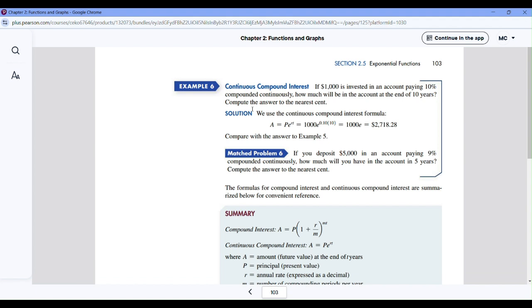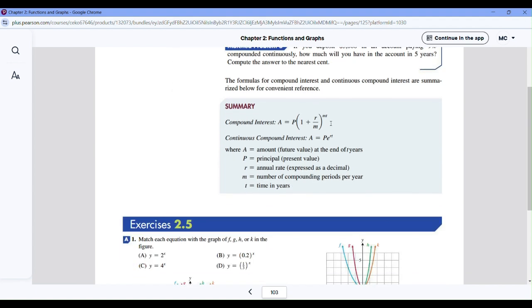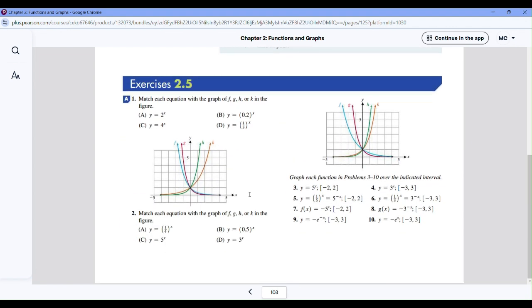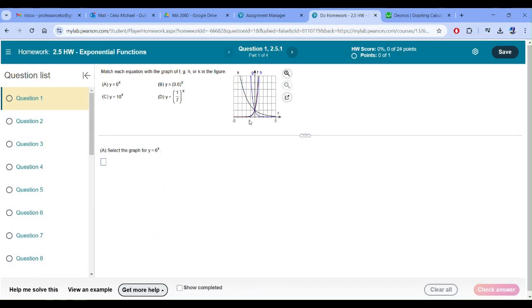Pretty straightforward. So here's a little summary. Compound interest is that formula. Continuous compound interest is A equals Pert. P is principal, r is rate, t is time, and so forth. There we go. All right, I'm done with the textbook. Let's get to the questions.